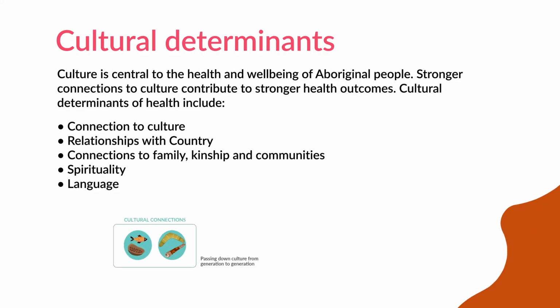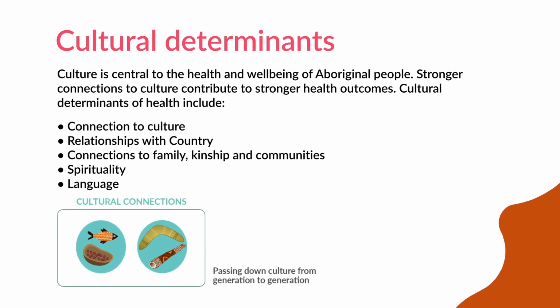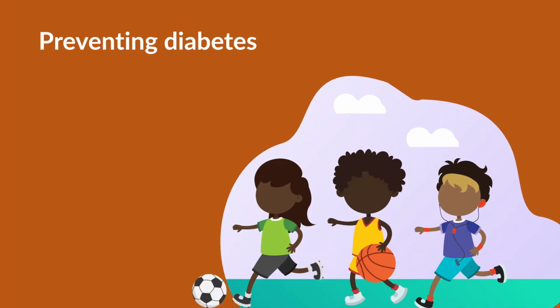When talking about health, it is important to recognize and acknowledge the impact of cultural determinants of health for Aboriginal people. Culture is central to the health and well-being of Aboriginal people. Stronger connections to culture contribute to stronger health outcomes. The cultural determinants of health include connections to culture, relationships with country, connections to family, kinship and communities, spirituality and language. Preventing diabetes is an important goal in improving the health and quality of life of Aboriginal Territorians, now and for future generations.